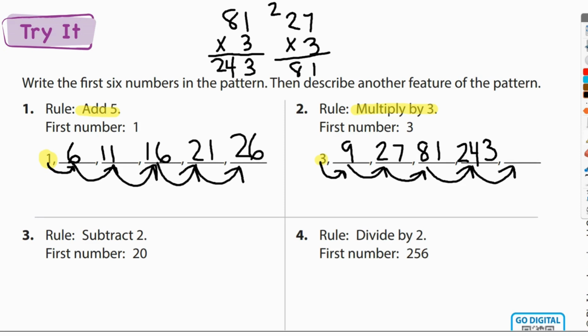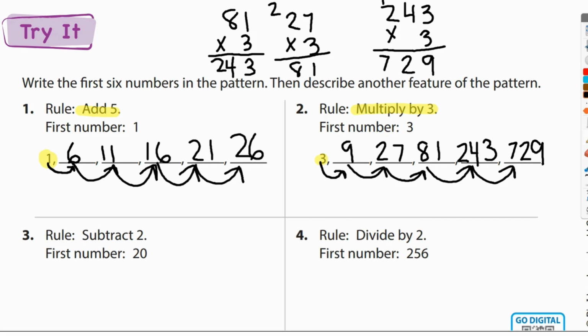Now, I have to again multiply 243 times 3. 1's times the 1's, 9. 1 times the 10's, 12. 2, but the 2 goes up top. 1's times the hundreds is 6, plus 1 is 7. So my final product is 729. Okay?